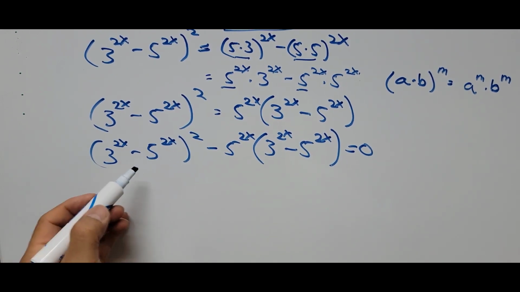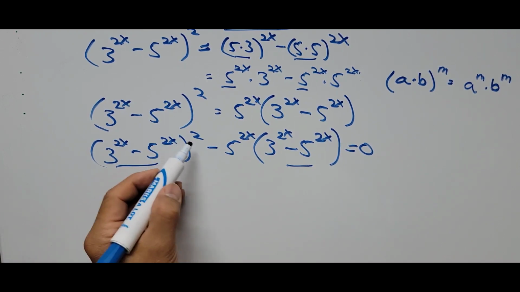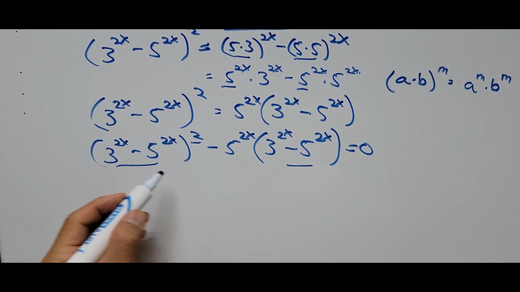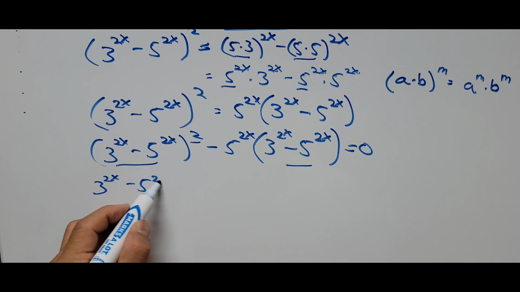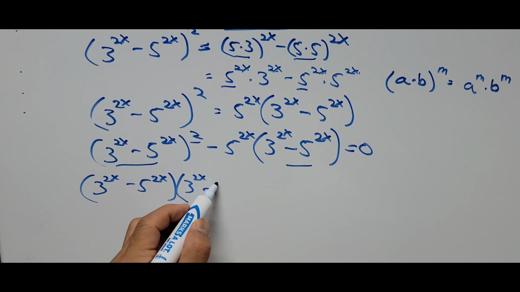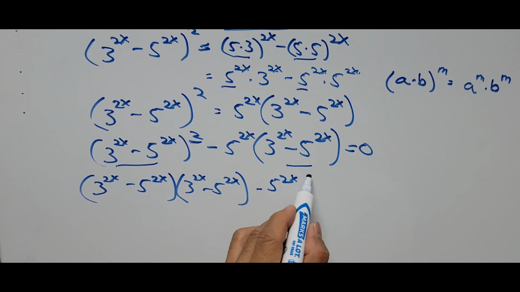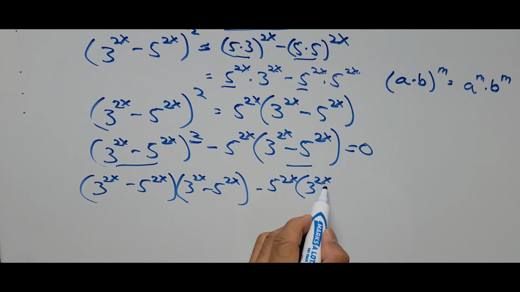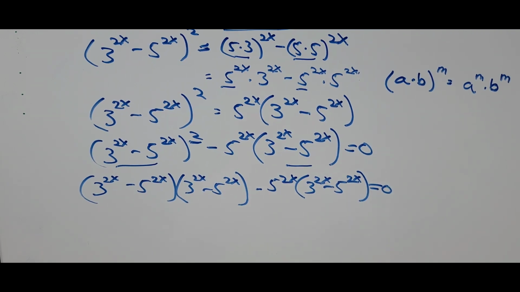And from here again, if you notice common factors, let's split this one. Since this is squared, to the power 2, that is 3 raised to the 2x minus 5 raised to the 2x times 3 raised to the 2x minus 5 raised to the 2x. So that is now minus 5 raised to 2x times the quantity 3 raised to 2x minus 5 raised to the 2x equals 0. Factoring this out, and the same thing on that.